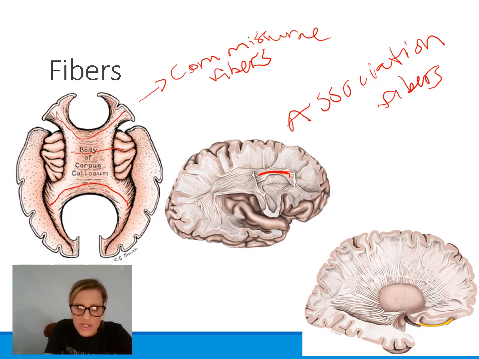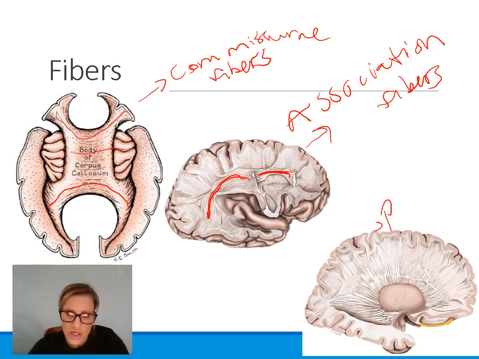Long fibers would project down between the lobes. So you're going from, in this case, the parietal lobe back to the occipital lobe. Okay. All association fibers because they're remaining in the cerebrum and in one hemisphere.